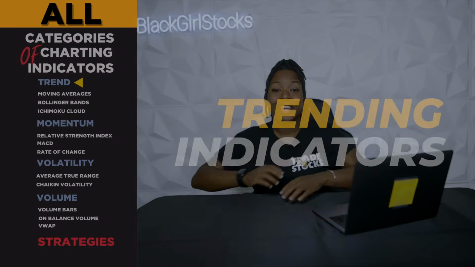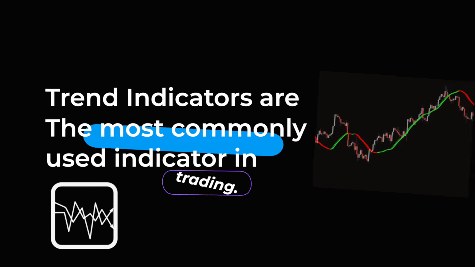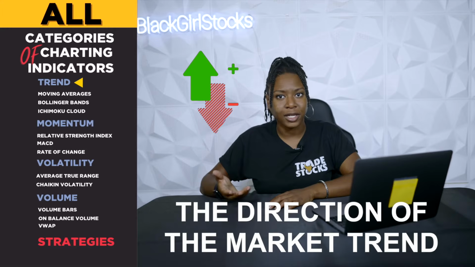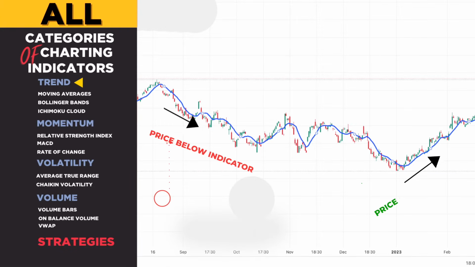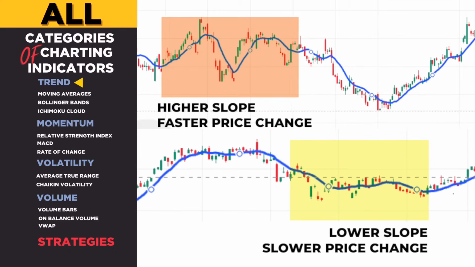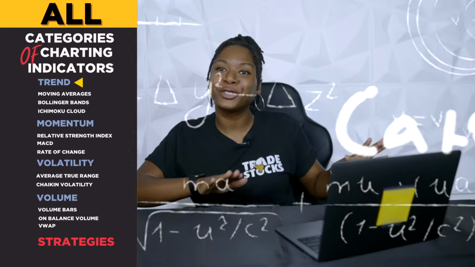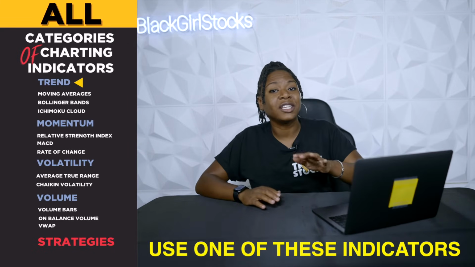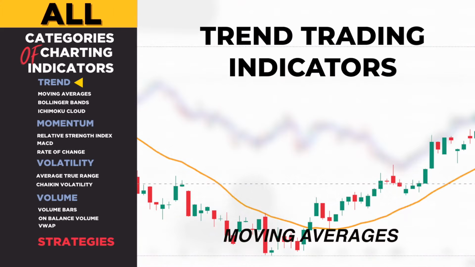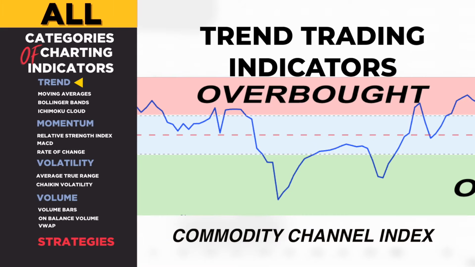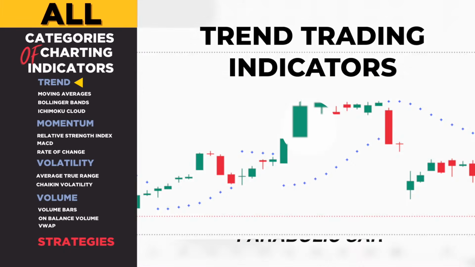Trend indicators. Trend following indicators are the most commonly used indicator in trading. These indicators are used to identify the direction of the market trend, hence the name. They're gonna tell you whether the price is moving up or down and also how fast it's moving by using the slope of the trend. Hello, algebra. So if you're looking for an early indication of a trend, using one of these indicators is gonna help. Moving averages, Bollinger Bands, the Directional Moving Index or the DMI, Commodity Channel Index or CCI, the Parabolic SAR.